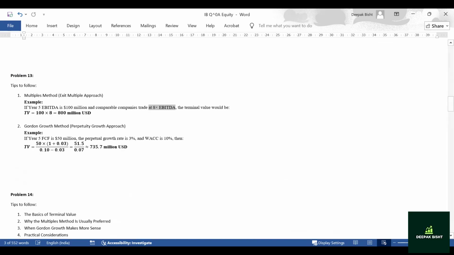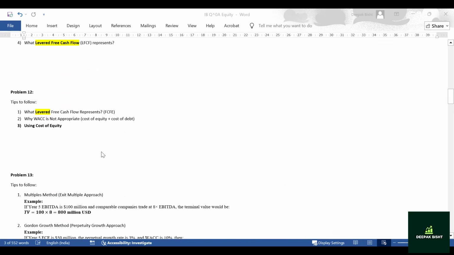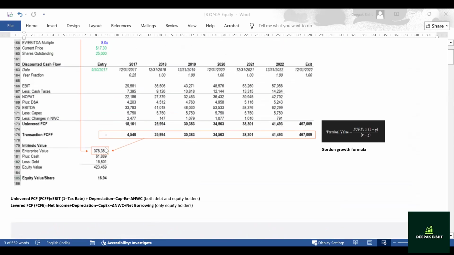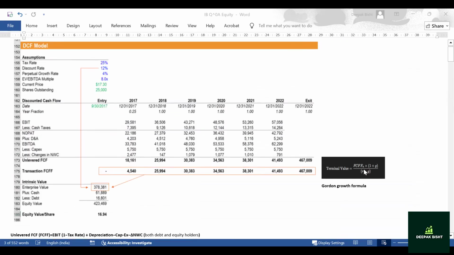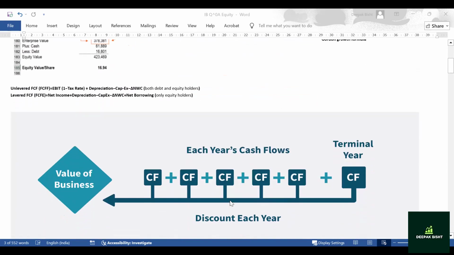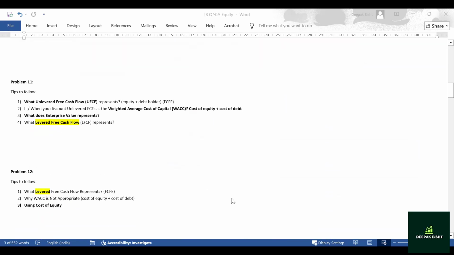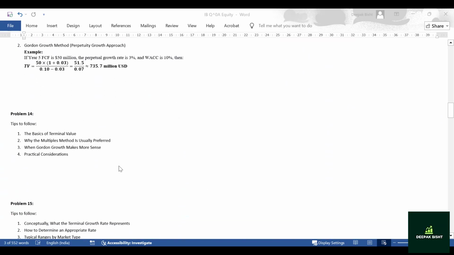If we talk about Gordon growth, the terminal value is the final year's cash flow multiplied by the Gordon growth formula, which is free cash flow at the nth period times 1 plus g, upon r minus g. So that's how we calculate the terminal value using the Gordon growth method.